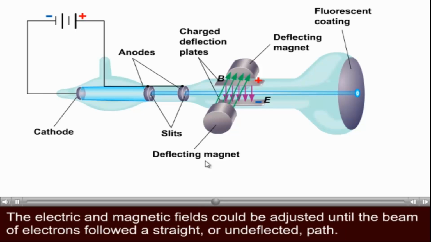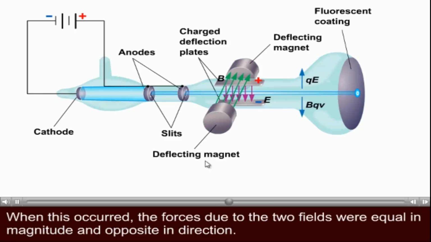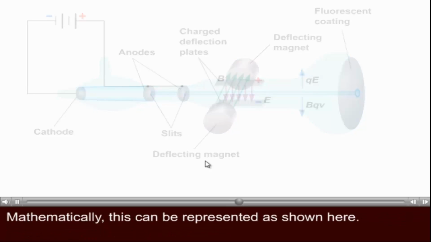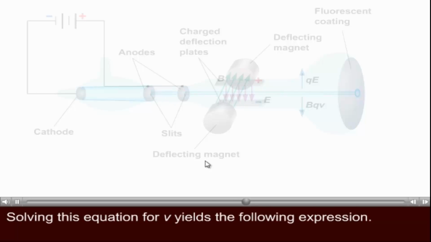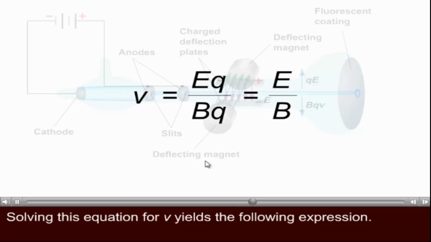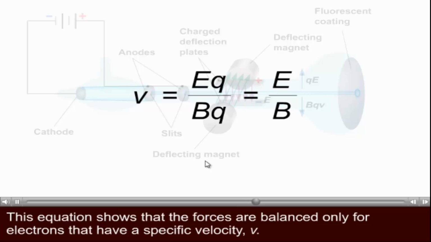The electric and magnetic fields could be adjusted until a beam of electrons followed a straight or undeflected path. When this occurred, the forces due to the two fields were equal in magnitude and opposite in direction. Mathematically, this can be represented as shown here. Solving this equation for V yields the following expression. This equation shows that the forces are balanced, only for electrons that have a specific velocity, v.